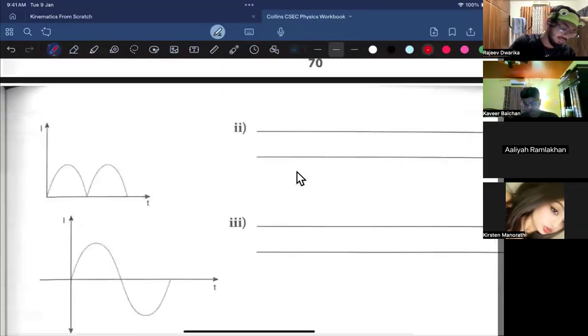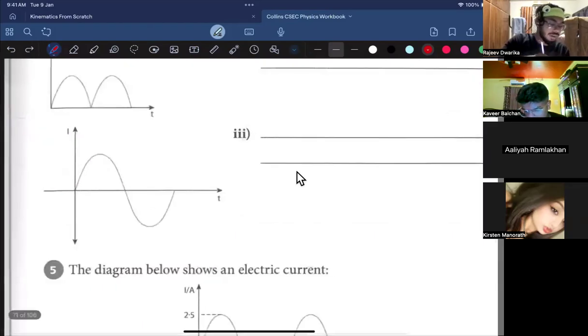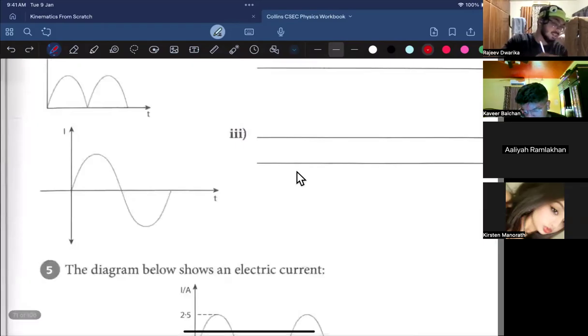Right? Aliyah, let me see if you know what this one is. What's this? Alternating. Yeah, you wouldn't say that is alternating. Alternating means a change in direction. This does not change in direction. Let me explain what I mean by that. When we talk about a change in direction, we're talking about a change in sign. That's what we're talking about, right?